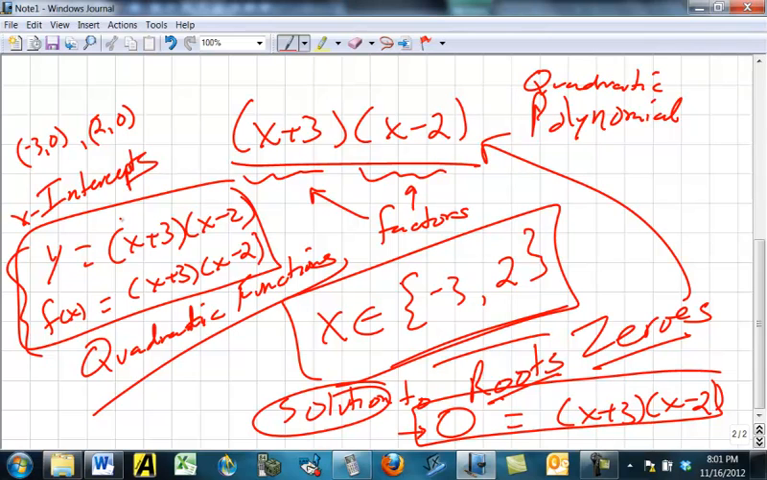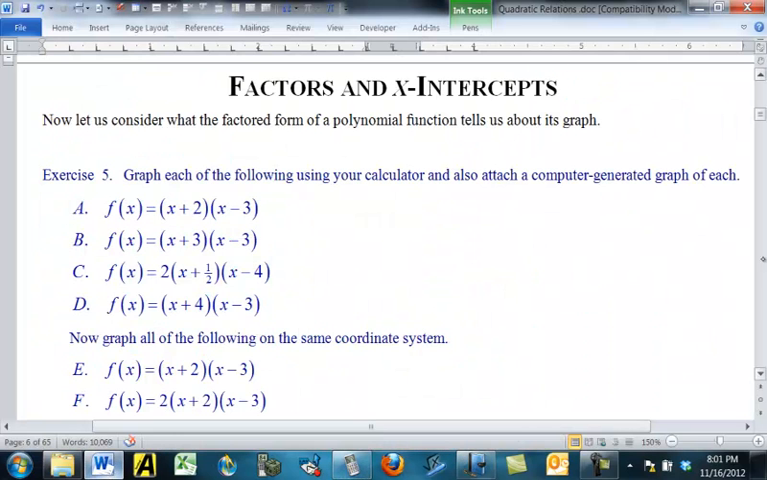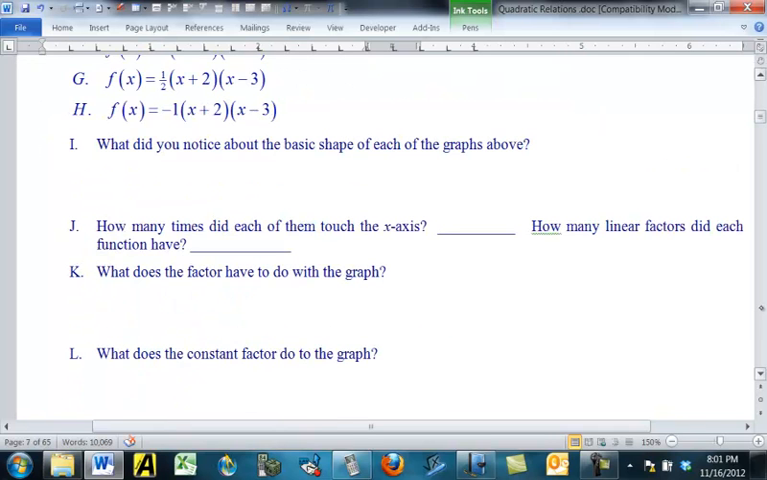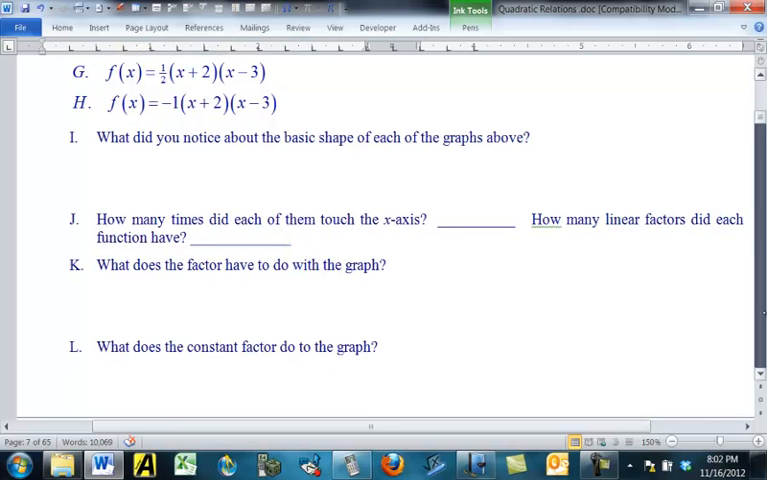So it's really saying the same thing, it's just different ways of saying it. These are x-intercepts. They correspond to factors of the polynomial, which correspond to roots of the polynomial, which correspond to solutions of the equation when you set y equal to 0. Those are all different ways of saying the same thing, basically. But the terminology is that way. Okay? So notice they have two factors, and they touch the x-axis twice. And the constant factor has nothing to do with the x-intercepts. It doesn't change that, but it does have to do with the vertical stretch or compression.